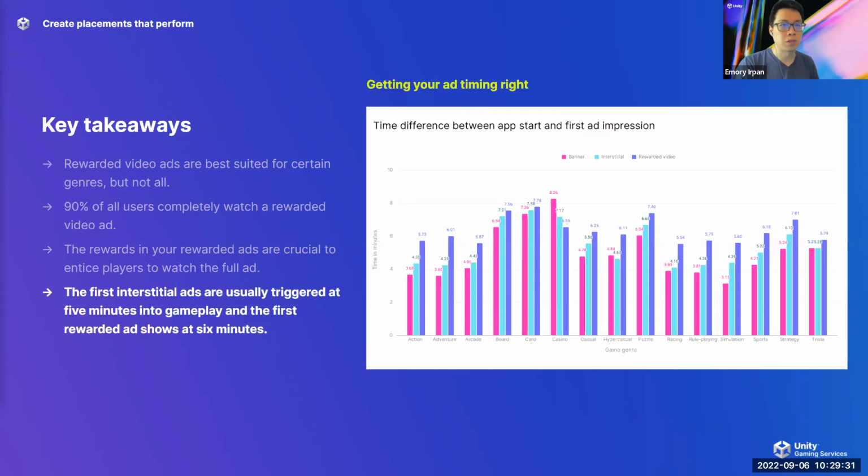For example, hyper-casual titles will show the first ad almost 3 minutes earlier than a card game title. And once again, these benchmarks are by no means prescriptive to every game, but we feel that they are useful insights for developers seeking to compare their game's user experience when it comes to ads to how other games have implemented their ad monetization strategy.